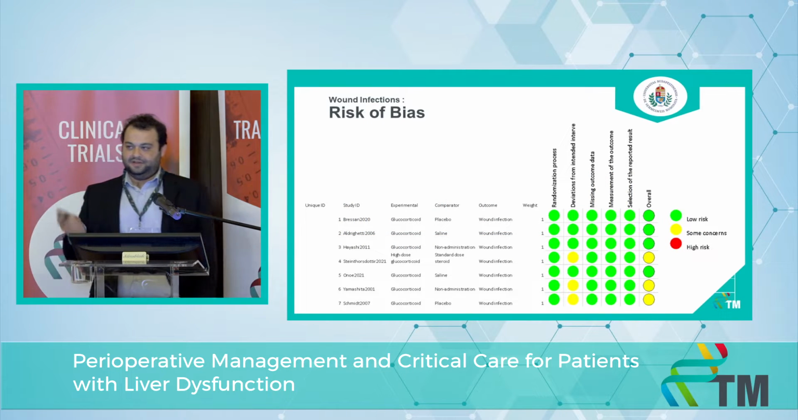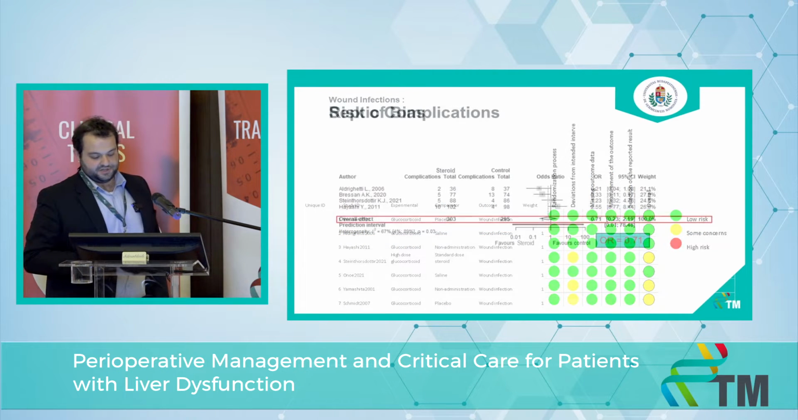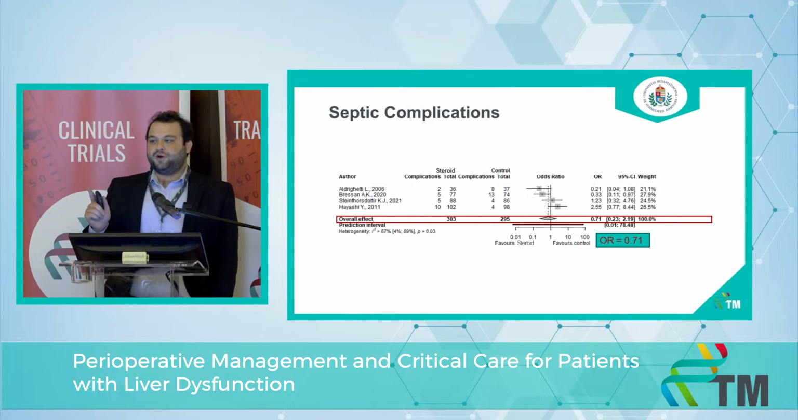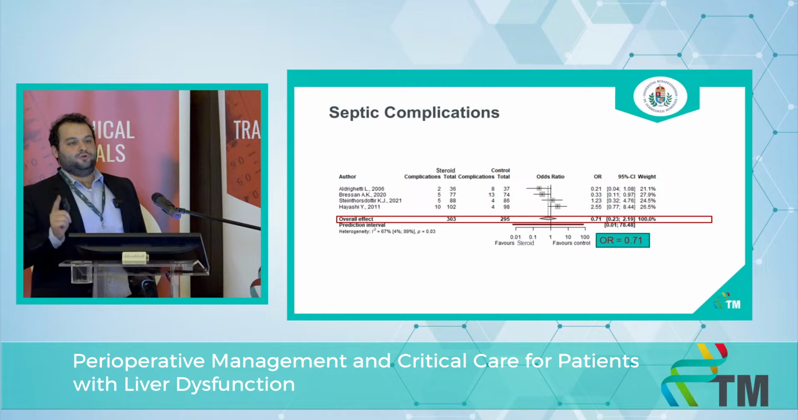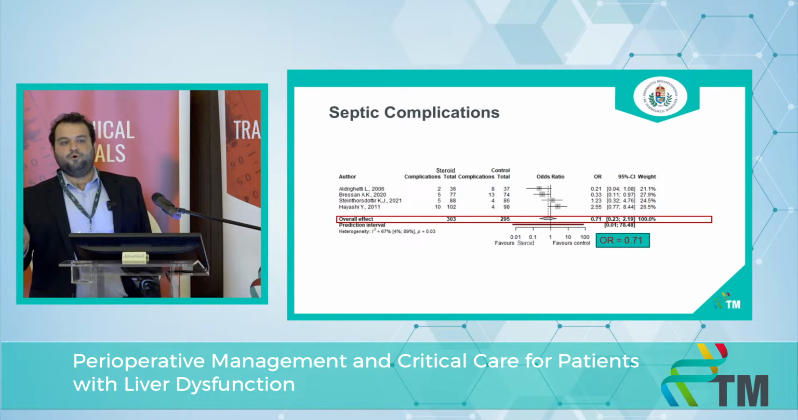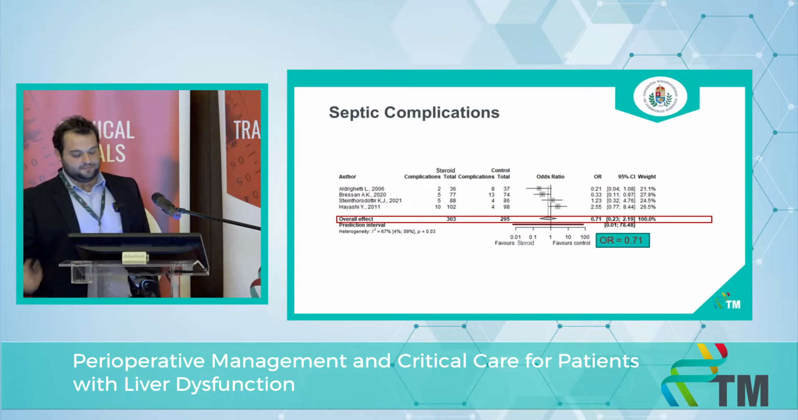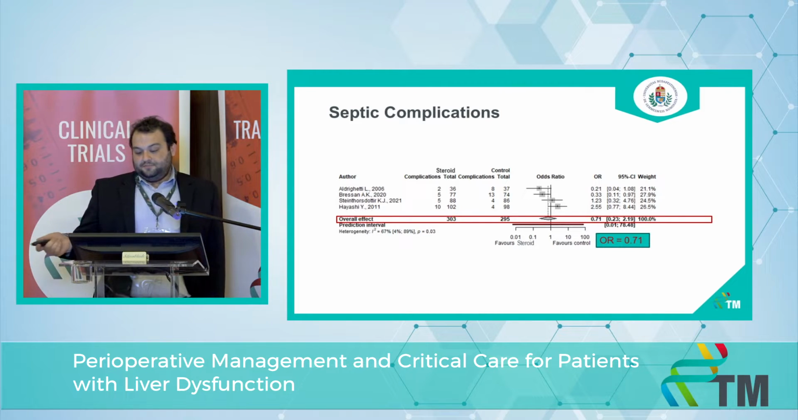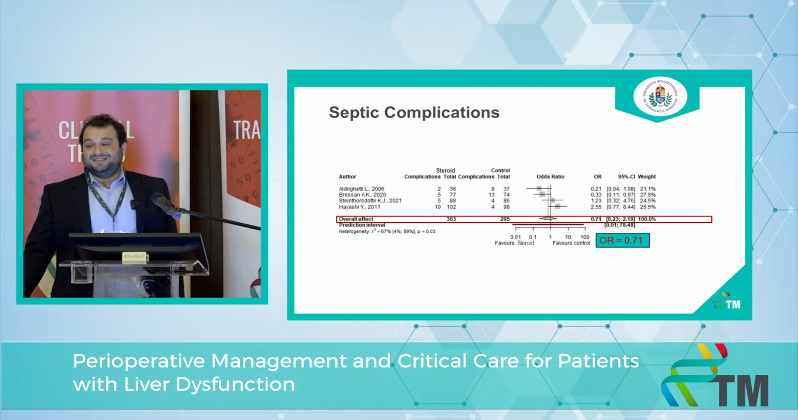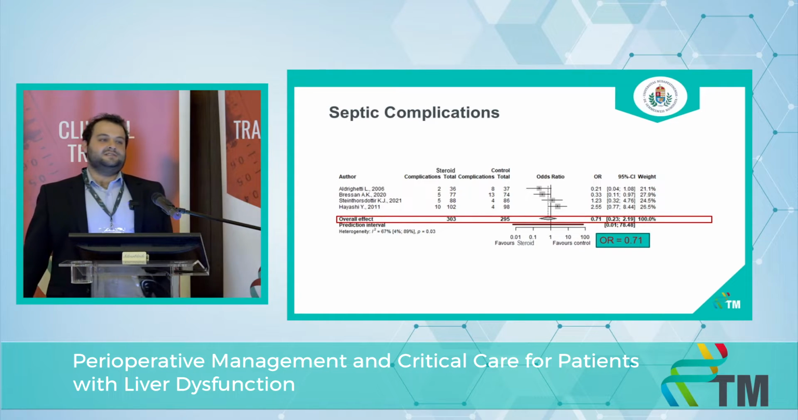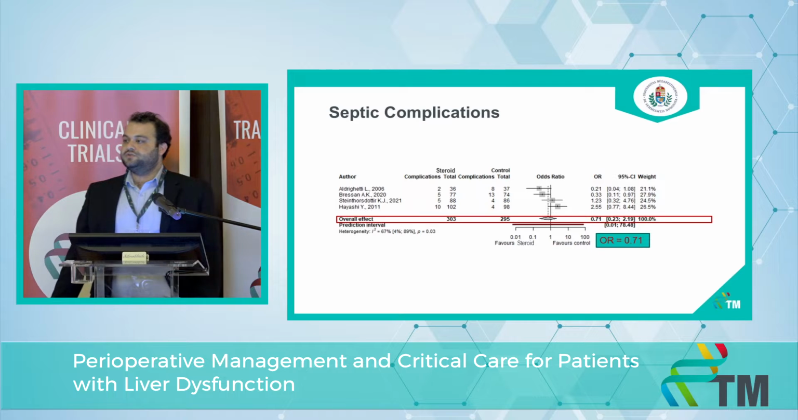Now, in contrast, septic complications, here you can see the beginning of our problems. The lack of articles that are reporting distinct postoperative complications as outcomes. Here, for example, you can see that our result has not reached statistical significance, and the prediction interval is telling us that we need to work on this quite a bit.